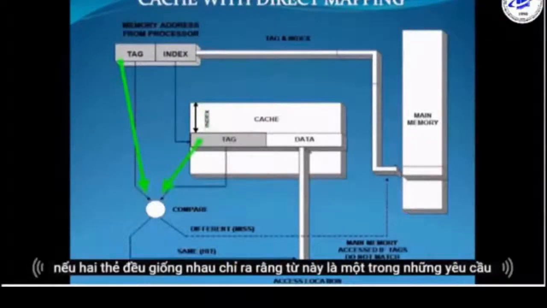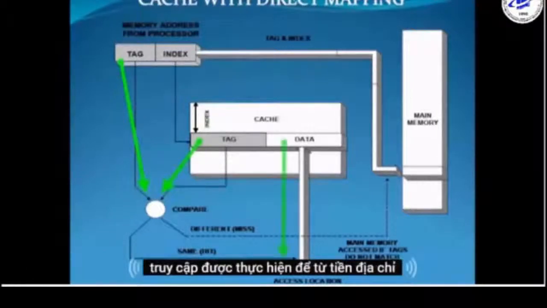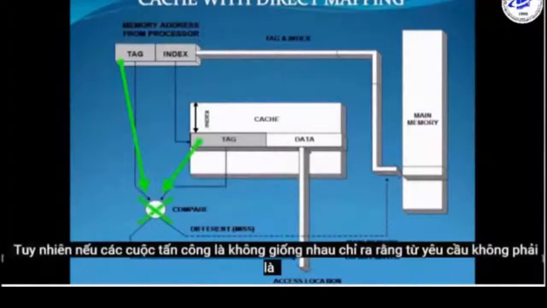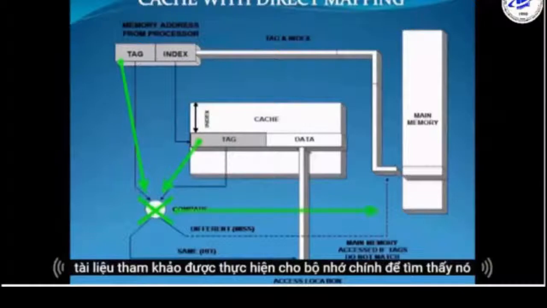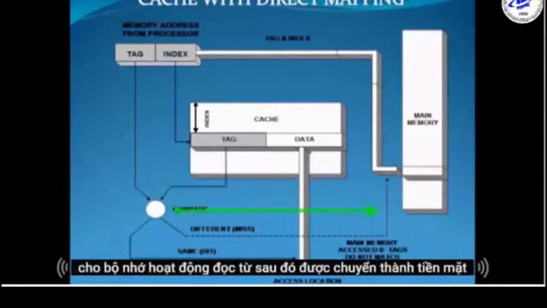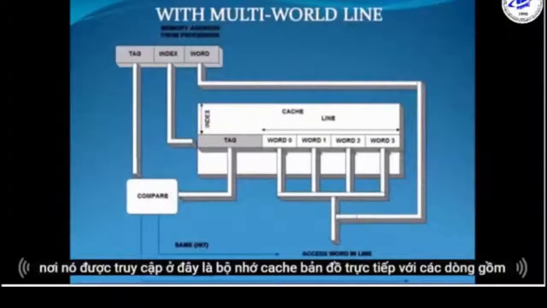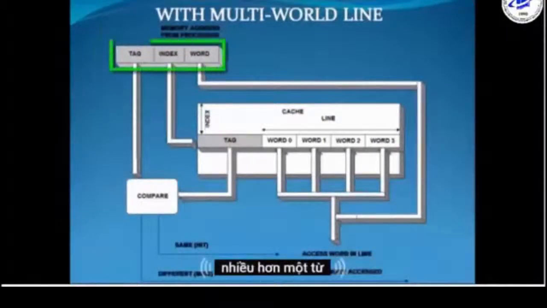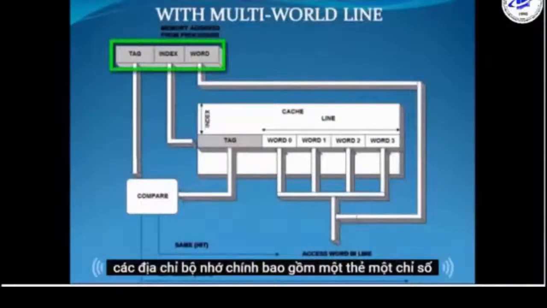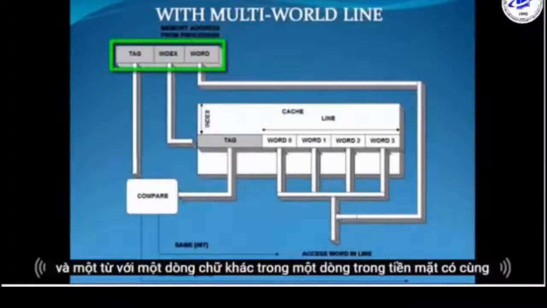If the two tags are the same, indicating that the word is the one required, access is made to the addressed cache word. However, if the tags are not the same, indicating that the required word is not in the cache, reference is made to the main memory to find it. For a memory read operation, the word is then transferred into the cache, where it is accessed. Here is the direct map cache with a line consisting of more than one word. The main memory address is composed of a tag, an index, and a word within a line.